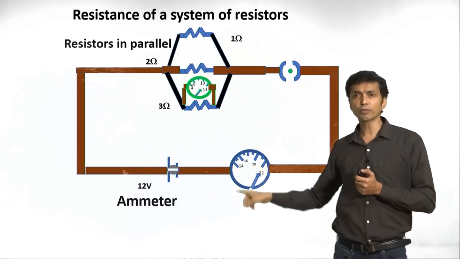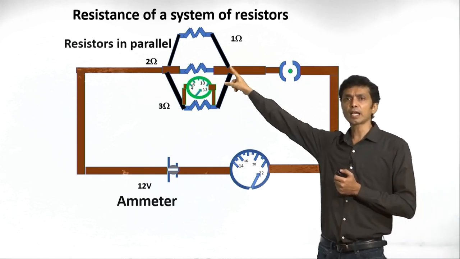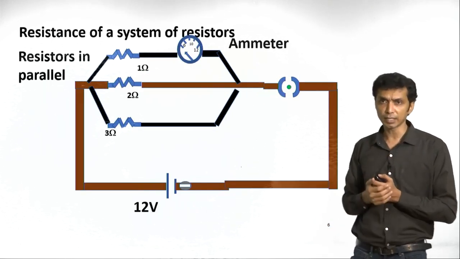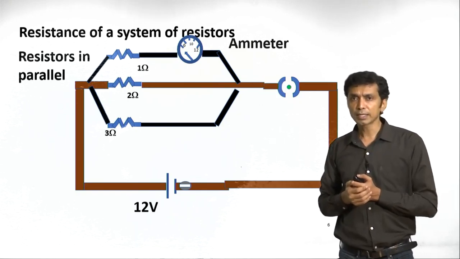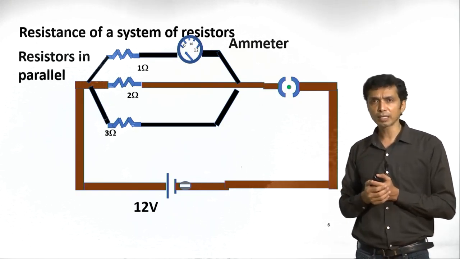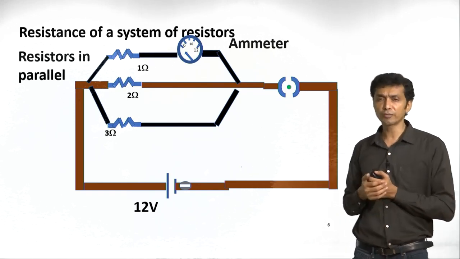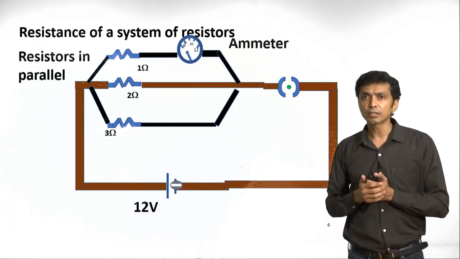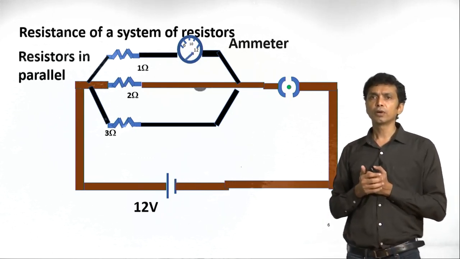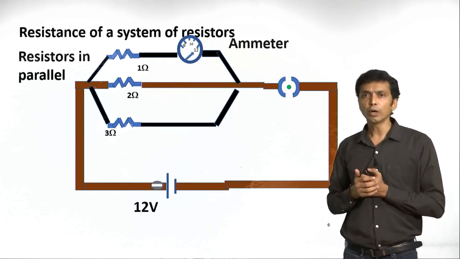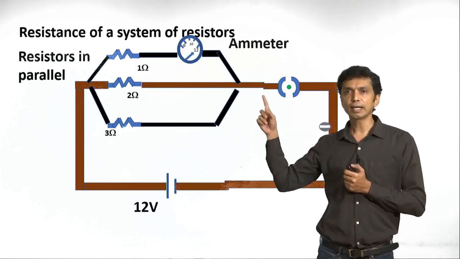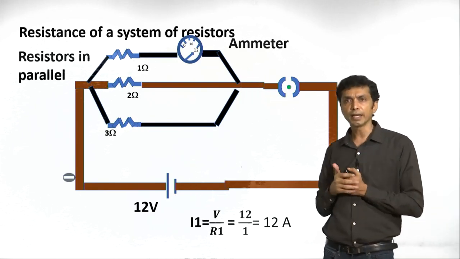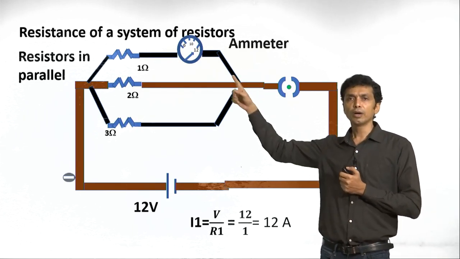Let us see what will happen if we connect this ammeter here. So we have connected the ammeter at the first resistor. Let us start the power supply and see whether potential difference does not change in parallel. Okay, so now we are seeing the current is 12 amperes there.